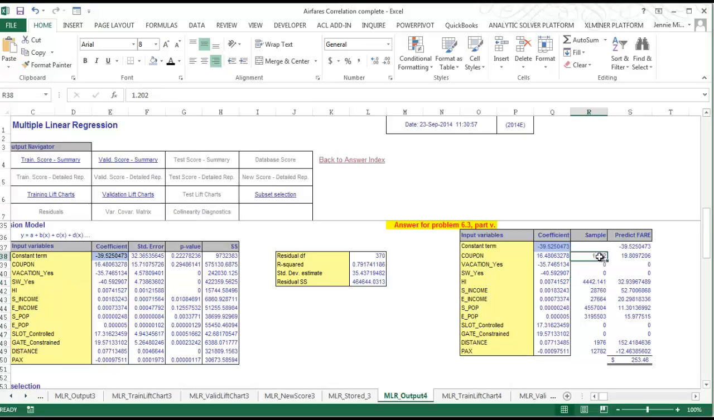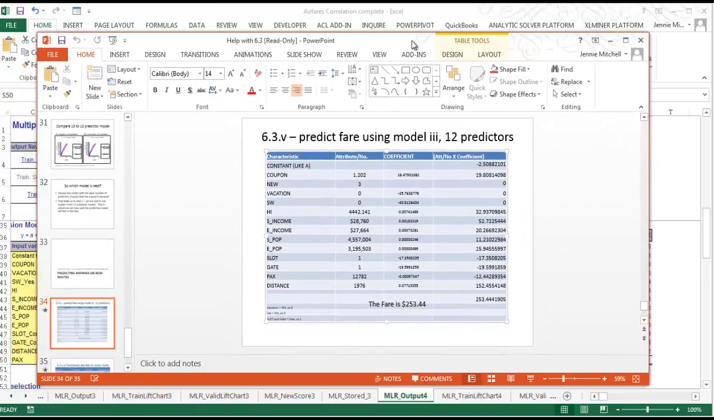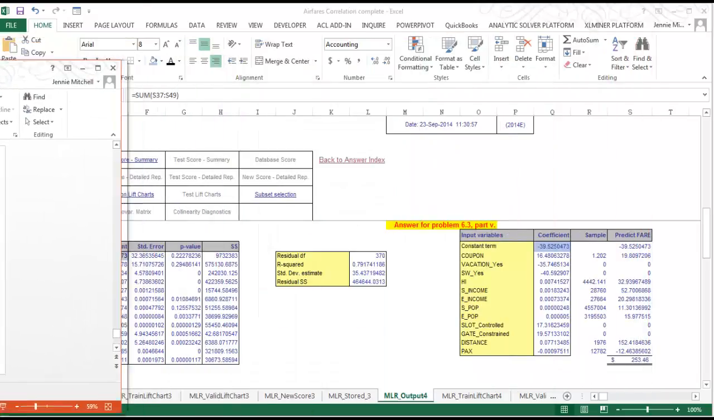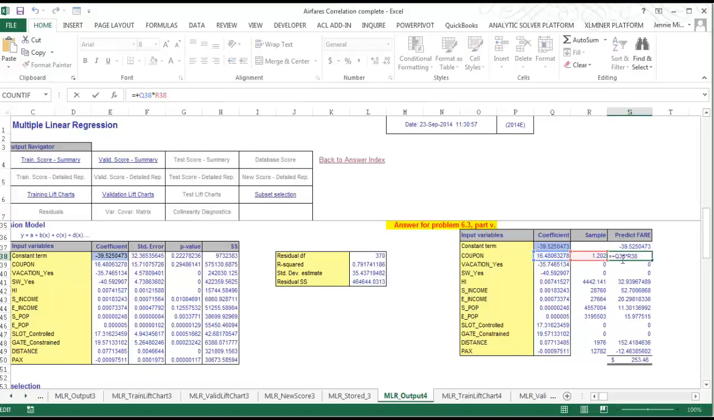And so what they're doing here is using this model then to predict the fare. Now the actual answer is 253.44, not 46, and I'm not quite sure what I did differently, but maybe it's because I carried something out, I don't know. But all I did here then was, here's this number here, and I just took the coefficient times the number that they gave us. You can see by my formula up here, that's all I did. And then I just copied this down.